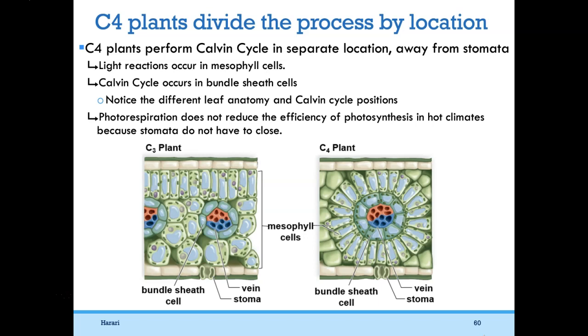So in C4 plants, they divide it up, instead of the Calvin cycle and the light reactions happening in the same cell that are right by the stoma. A C4 plant adapted. They said, let's divide up the labor. Let's do light reactions in one type of cell, and we can keep the stomata open to get constant CO2 and oxygen exchange. And then we'll keep the Calvin cycle in a separate location, right? So they can get constant CO2, but they don't have to suffer from photorespiration. So a C4 plant is like corn.